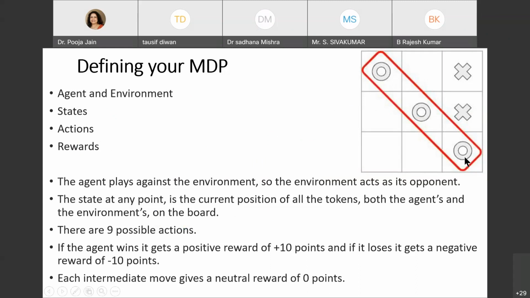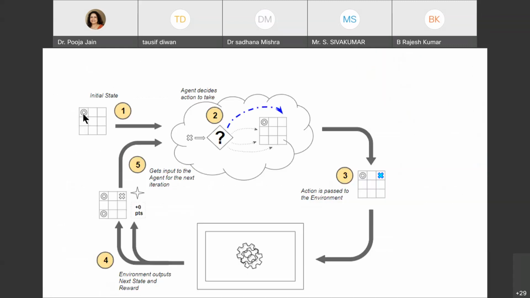Now, see, this is the initial state in which suppose your opponent has just placed one circle over here. This initial state is given as input to the agent. Now the agent decides which action it is going to take, which means the agent needs to place a cross over here. Okay, so the agent decides, this is the place on which I can place the cross. After that, this interacts with the environment.